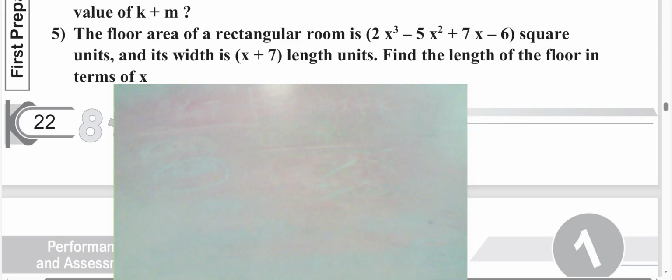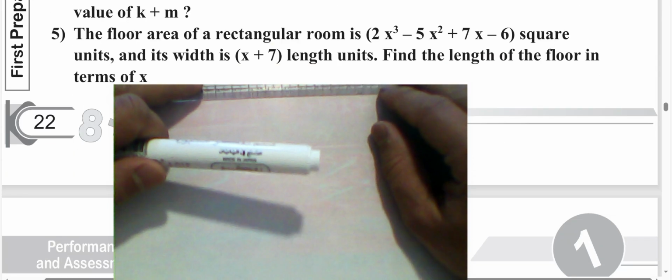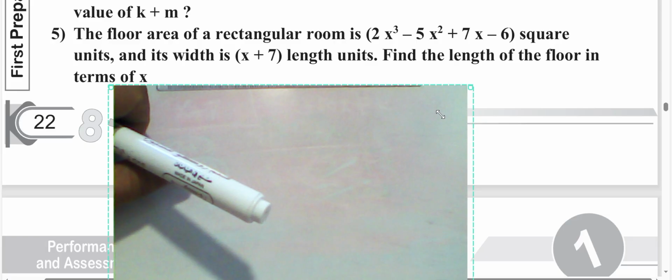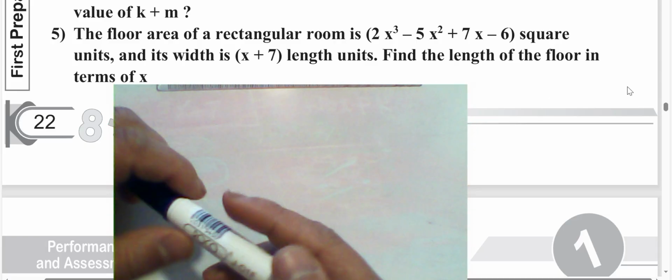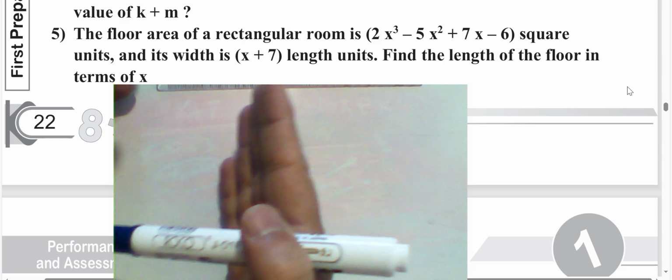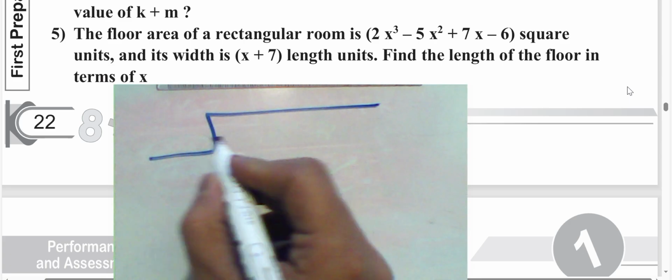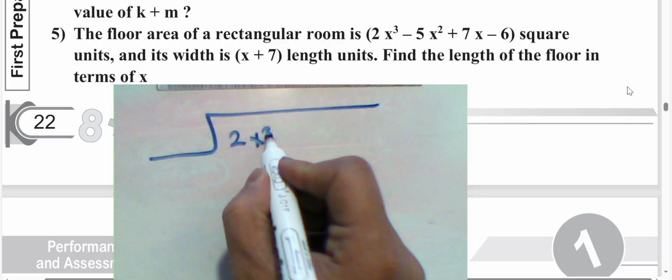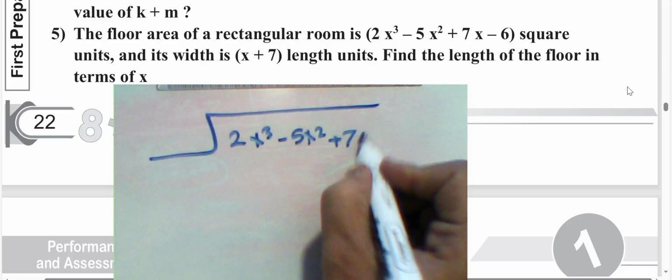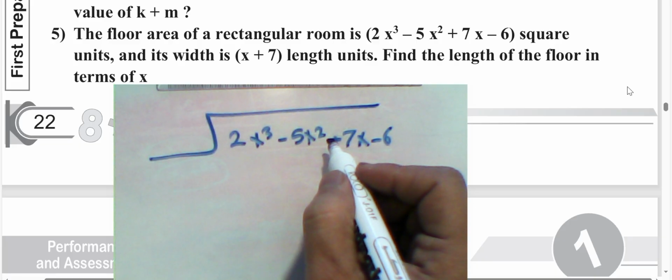Next question, number 5. The floor of a rectangular room is 2x power 3 minus 5x power 2 plus 7x minus 6 square units. The width is x plus 7 units. Find the length of the floor in terms of x. We know the area equals length times width. He gives me the width here and we need to find the length. The length we can write as area divided by the width. We have 2x power 3 minus 5x power 2 plus 7x minus 6 divided by x plus 7.